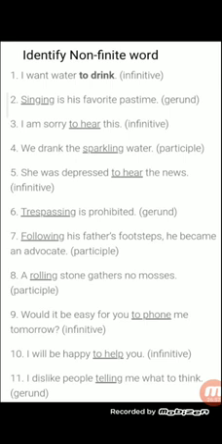So it is a gerund. Following his father's footsteps, he became an advocate. पहले उसने क्या किया? अपने फादर के नक्शे कदम पे चला और उसके आगे जाके उसने क्या किया? He became an advocate. Following, ing. It is a participle. और वो कौन सा participle है? You all know. It is a perfect participle, right? Rolling stone gathers no moss. How is the stone? Rolling. Right?